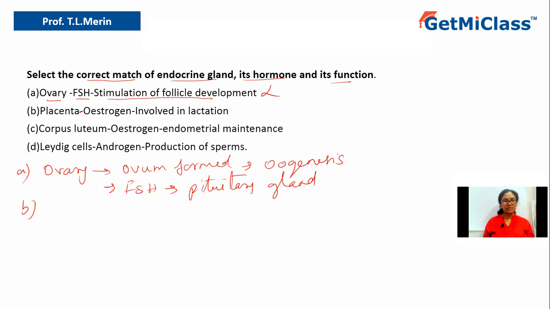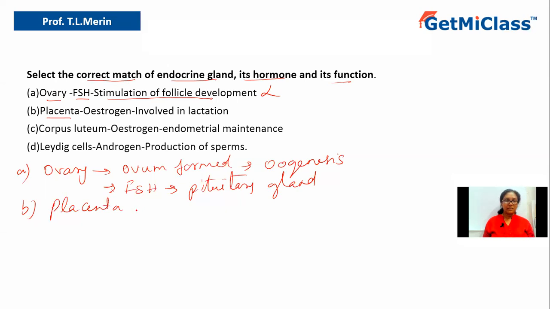Option B says placenta, estrogen, involved in lactation. Placenta, yes, it is the structure within which the baby resides during pregnancy. Placenta helps in the exchange of nutrition and gases between the baby and the mother. It acts as a connector, which allows the entry of nutrients and the exit of waste from the baby.